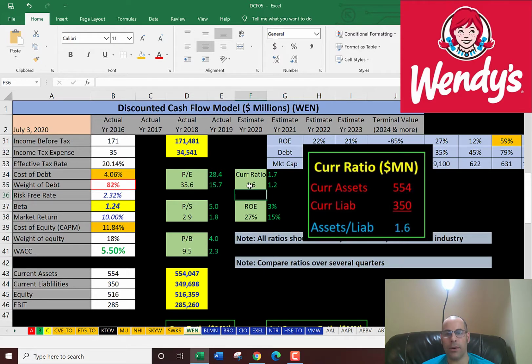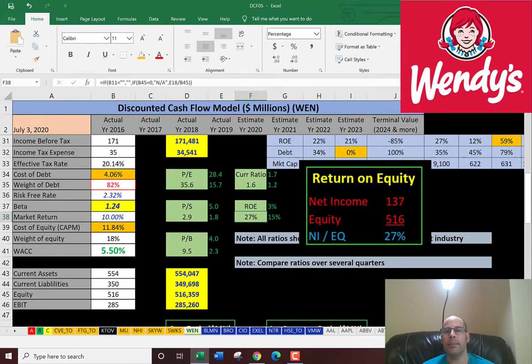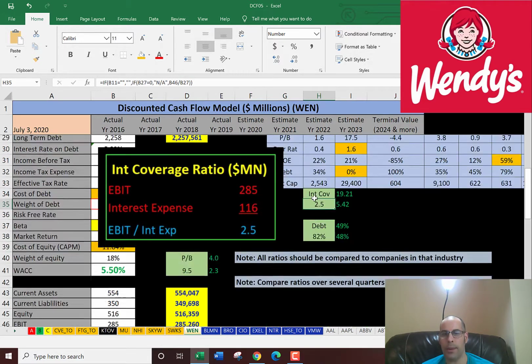They have a good current ratio. They can cover their current liabilities, 1.6. ROE at 27%. That's pretty good. Interest coverage ratio, they can cover their interest expense 2.5 times. That's EBIT over interest expense. And debt of 82%. So they do have quite a bit of debt.